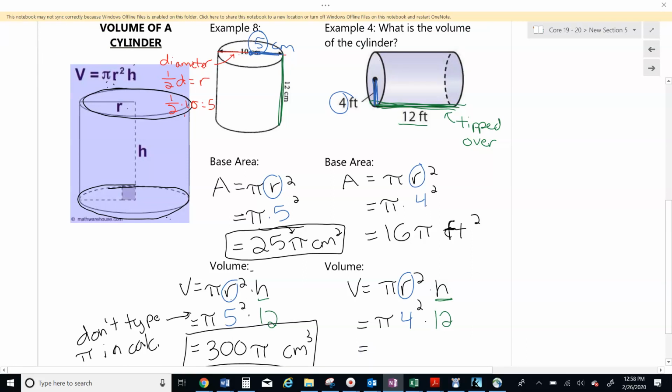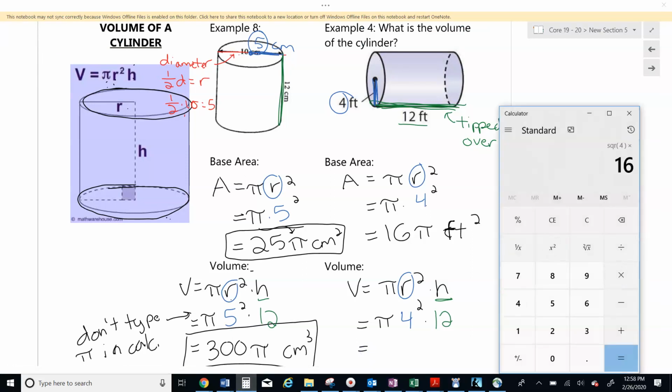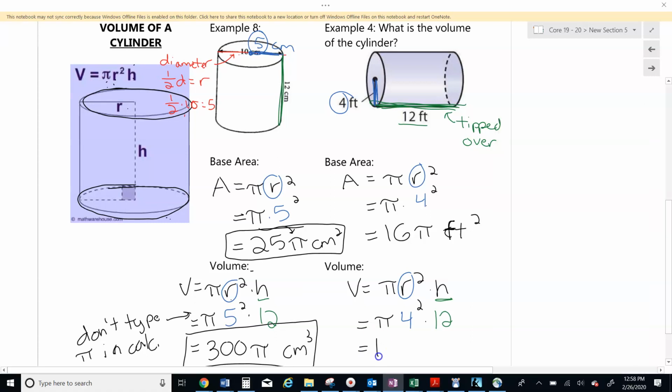Again, we're going to type this in our calculator. I can't do that in my head. And we get 192. We have our pi still. Feet cubed.